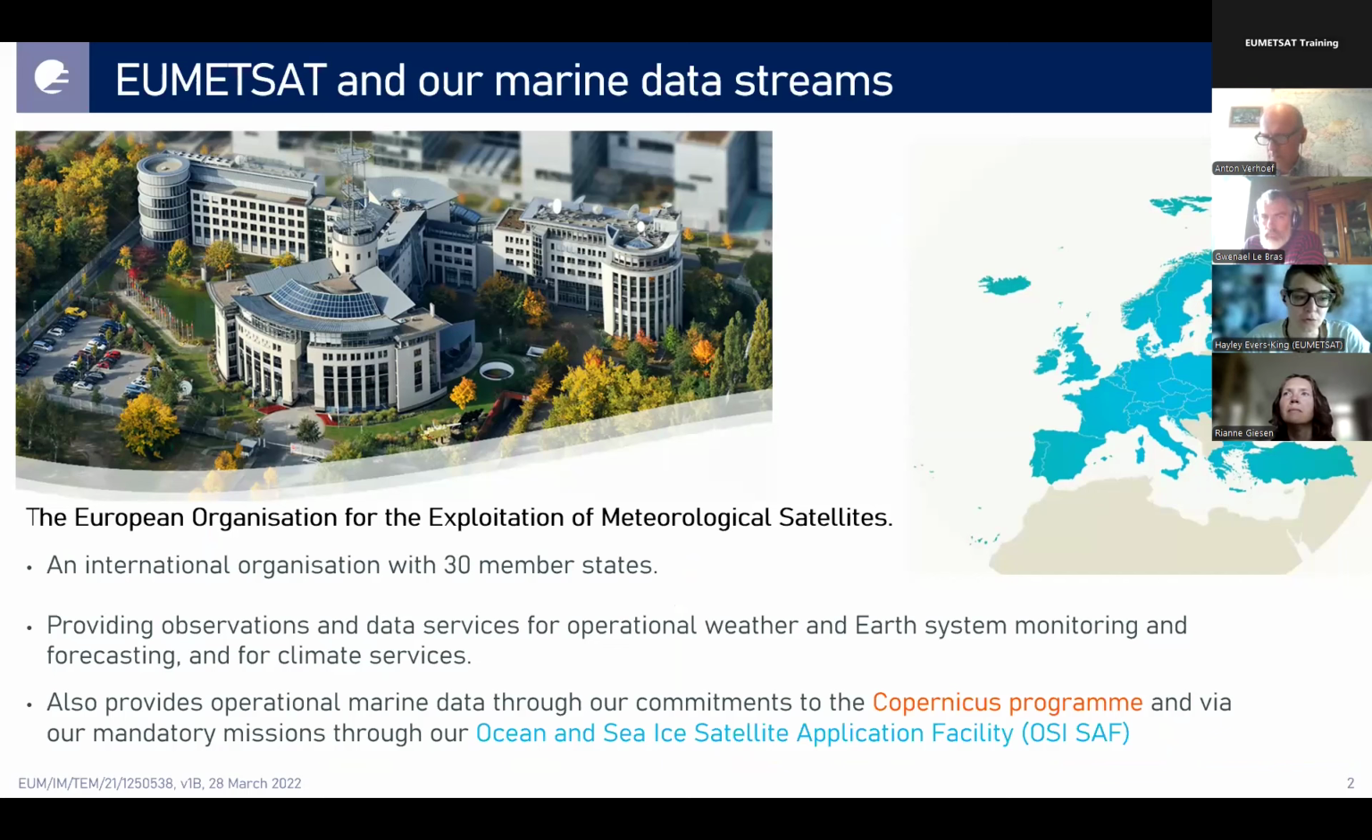And beyond that, we also work a lot with other aspects of the European Earth Observation System, so the European Commission's Copernicus programme. And we also provide other data, value-added data, through partnerships in our member states with our satellite application facilities. And if you're interested in marine data, the one of interest there is our Ocean and Sea Ice Satellite Application Facility, the OSI SAF. And Gwen will be telling you a little bit more about them later on.